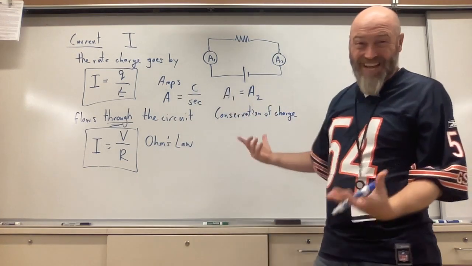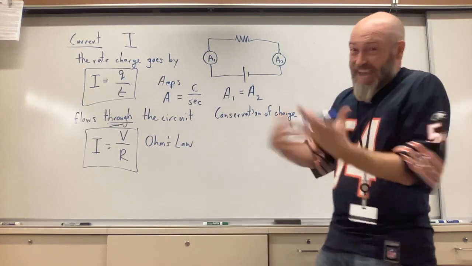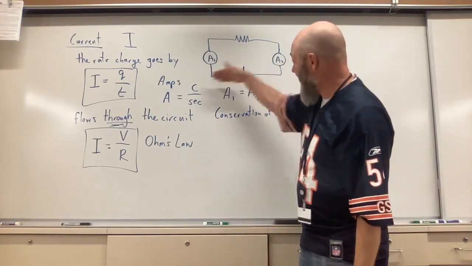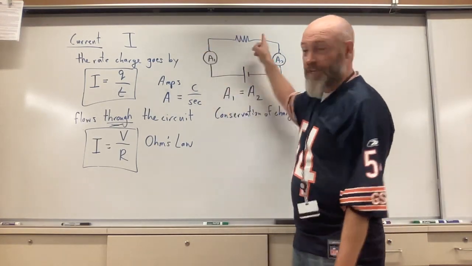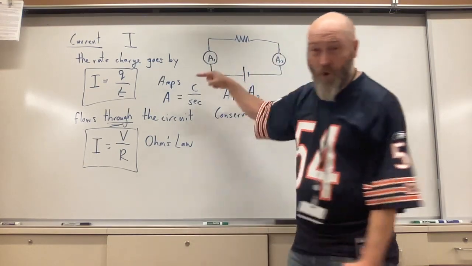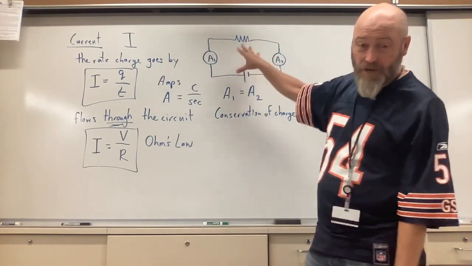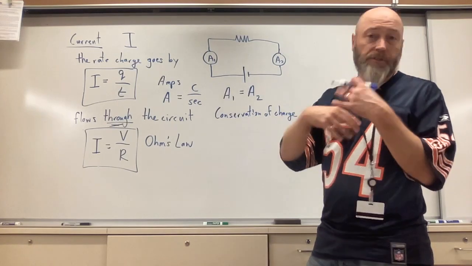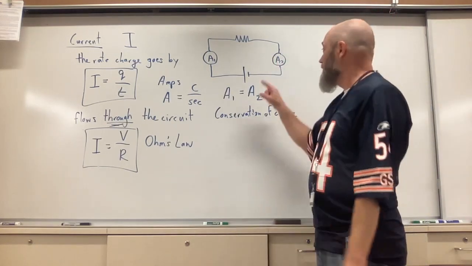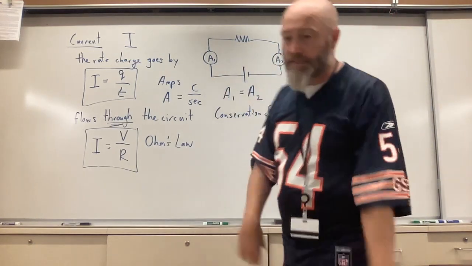Well, what is conservation of charge? You're not going to create or destroy charge. So if charge comes out and goes there, it has to keep going, and keep going, and keep going. Why? Because there's only one way for the charge to go. There's no junction, there's no breaks, there's no different paths. So that means the current everywhere has to be the same.